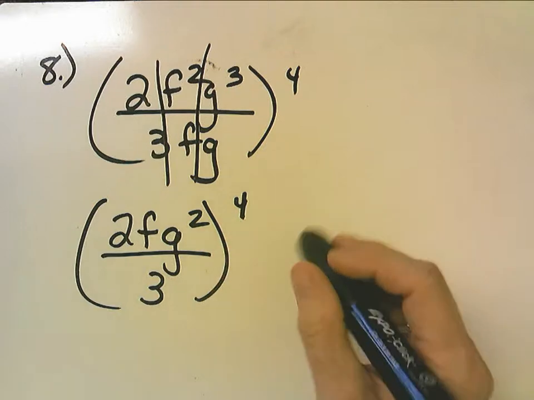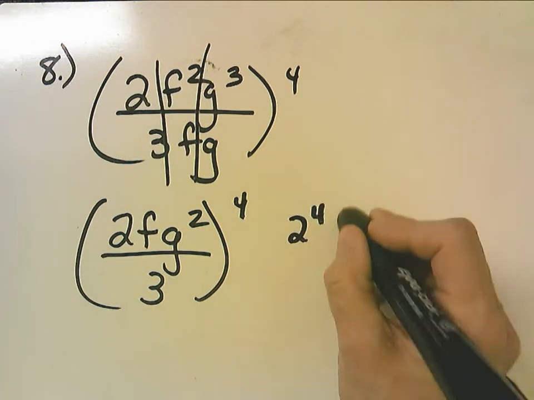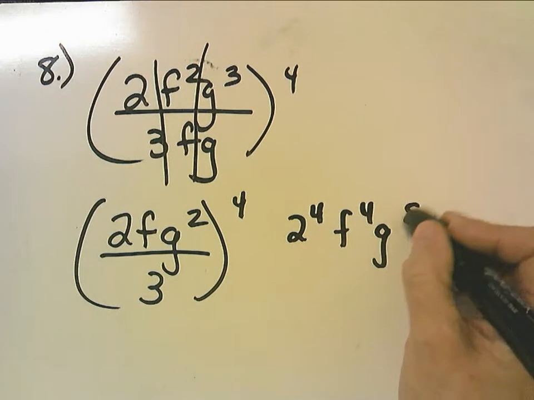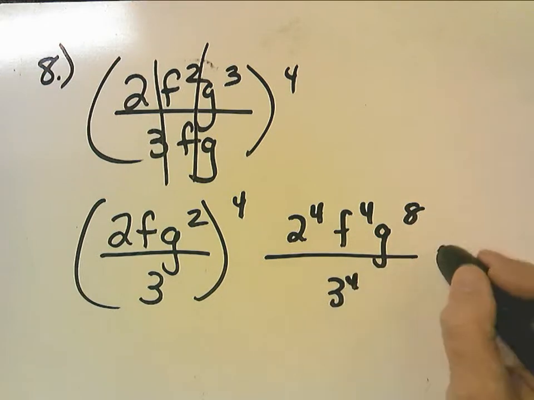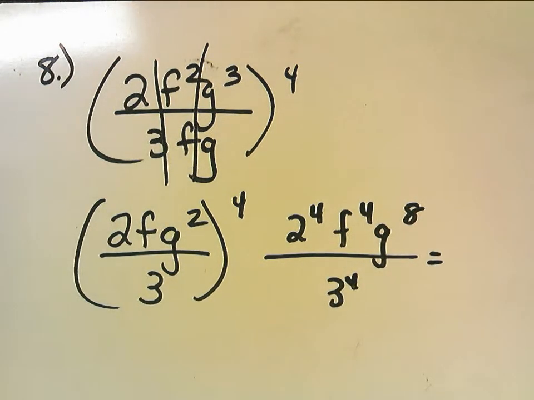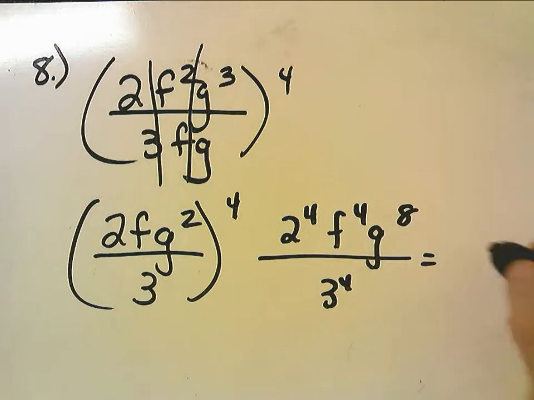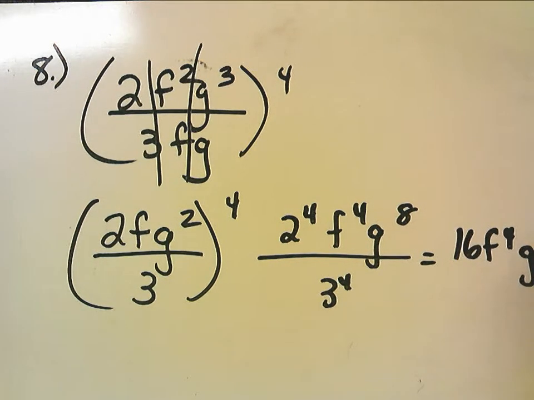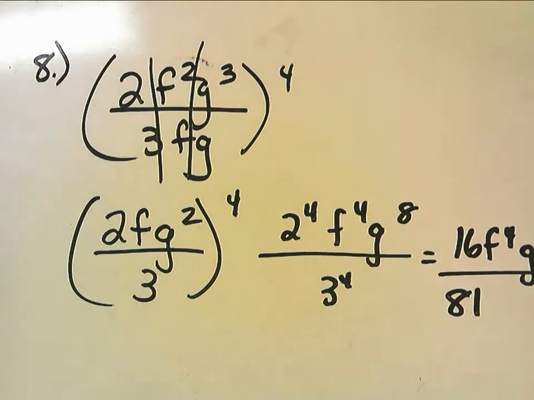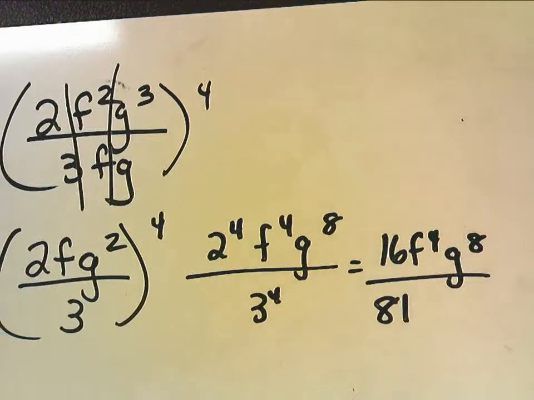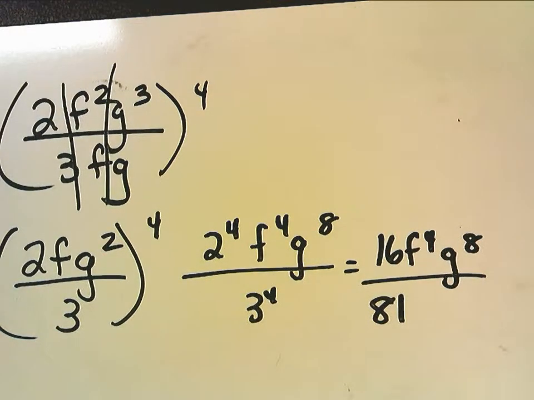Now I do the power of 4, so it becomes 2 to the 4th, f to the 4th, g to the 8th, over 3 to the 4th. And 2 to the 4th is 16, f to the 4th, g to the 8th, and 3 to the 4th is 81. So this becomes 16, f to the 4th, g to the 8th, over 81.